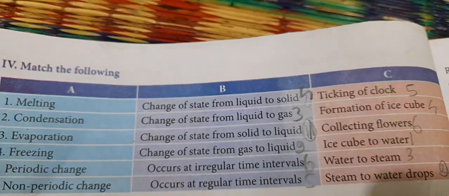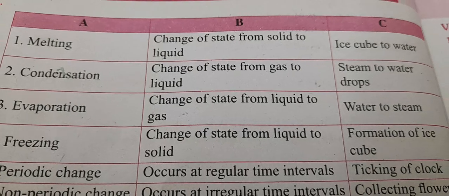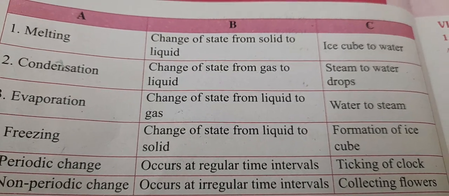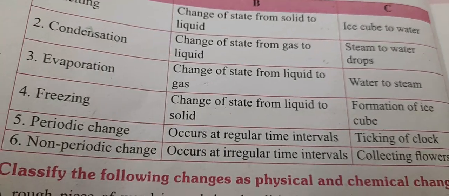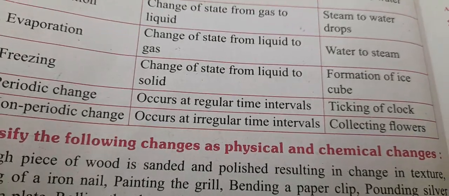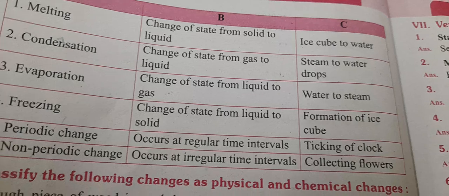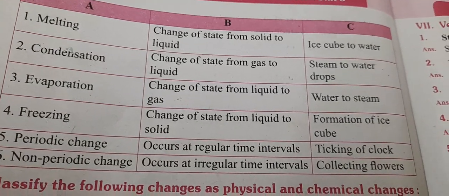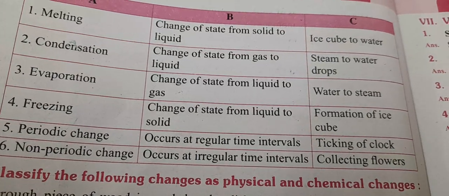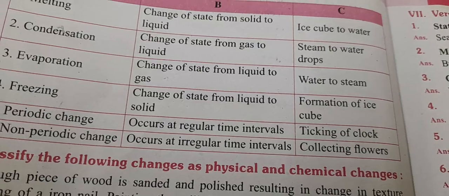Match the following. Melting, change of state from solid to liquid, ice cube to water. Condensation, changing of state from gas to liquid, steam to water drops. Evaporation, change of state from liquid to gas, water to steam. Freezing, change of state from liquid to solid, formation of ice cube. Periodic change occurs at regular time intervals, ticking of clock. Non-periodic change occurs at irregular time intervals, collecting flowers.